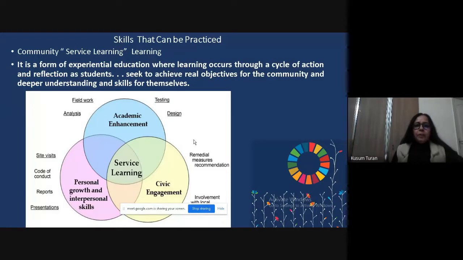It is a form of experiential education where learning occurs through a cycle of action and reflection, as students seek to achieve real objectives for the community and deeper understanding and skills for themselves. Most of the skills that were used in the pandemic were not taught in the classroom anywhere, like solidarity and helping others. Of course, we have life skill lessons also, but we concentrate more on physics, chemistry, biology, IT, and maths, right? So if we have metacognition working for them, how do the children apply their scientific or mathematical knowledge to achieve these goals?